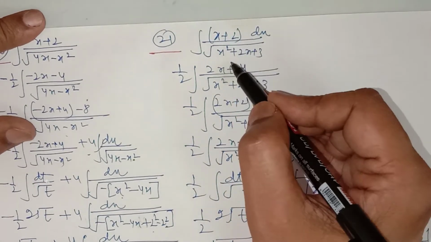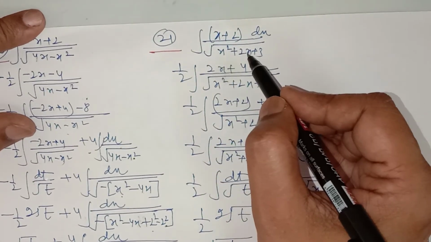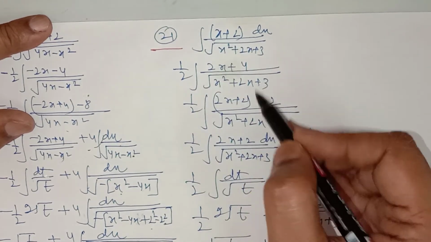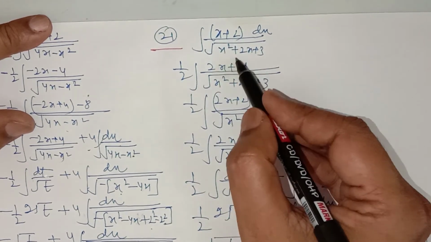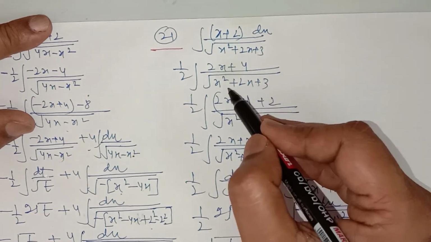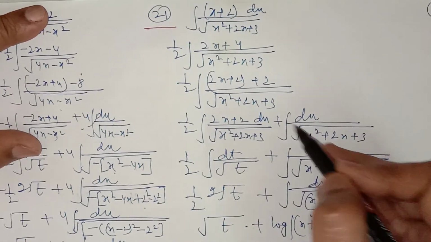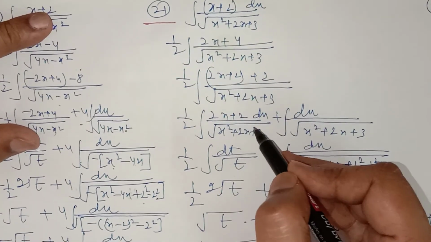Similarly, this linear upon quadratic, make the derivative of the denominator, which is 2x plus 2, multiply and divide by 2, adding and subtracting 2, or you can break 4 as 2 plus 2, because we need the derivative of x square plus 2x plus 3, which is 2x plus 2. Break into 2 integrations as usual. This will be the derivative of the denominator. This is equal to t.